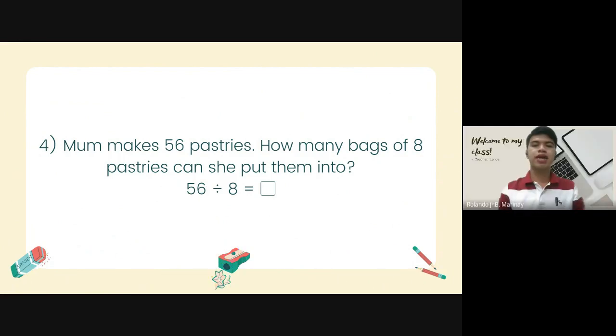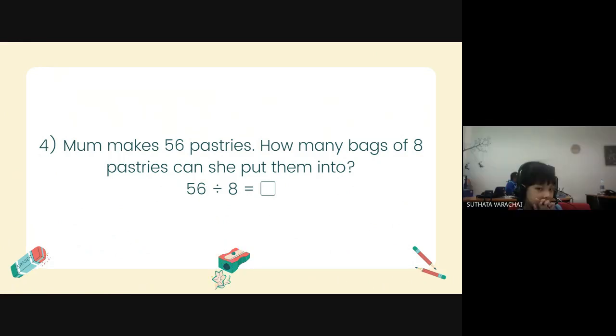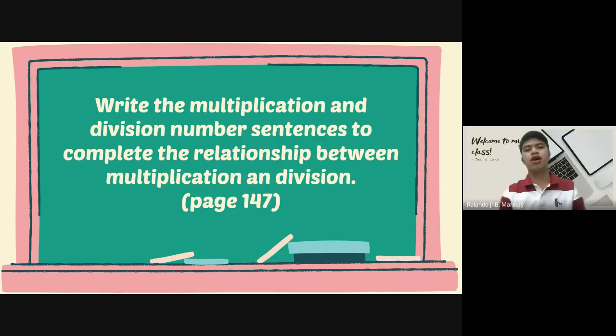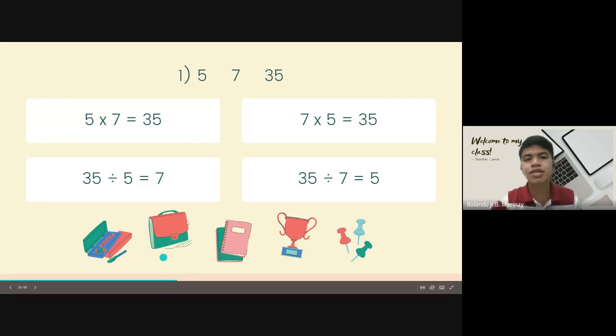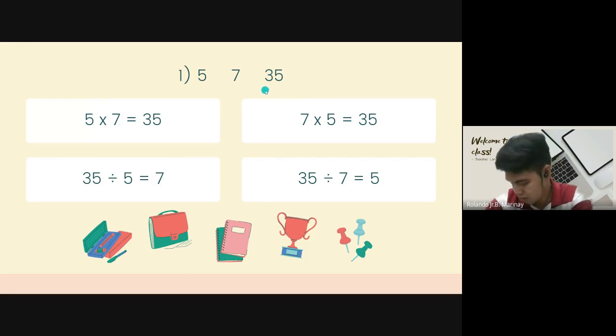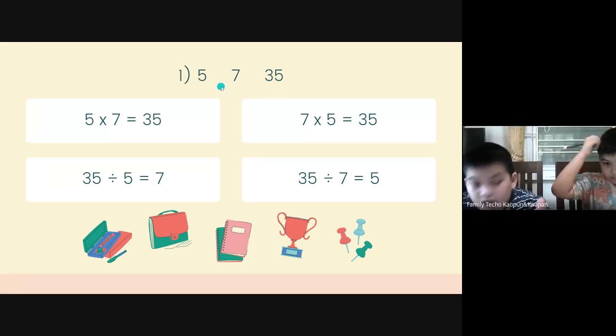Finish. Okay, let's go to number 5. It's on page 147. Page 147, number 1. Okay, ready? So we have here the numbers 5, 7, and 35. So we're going to find out their relationship. We only have 3 numbers.